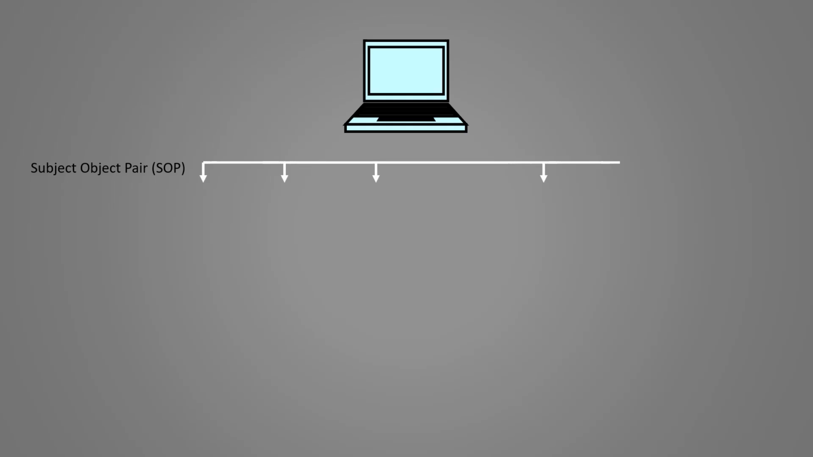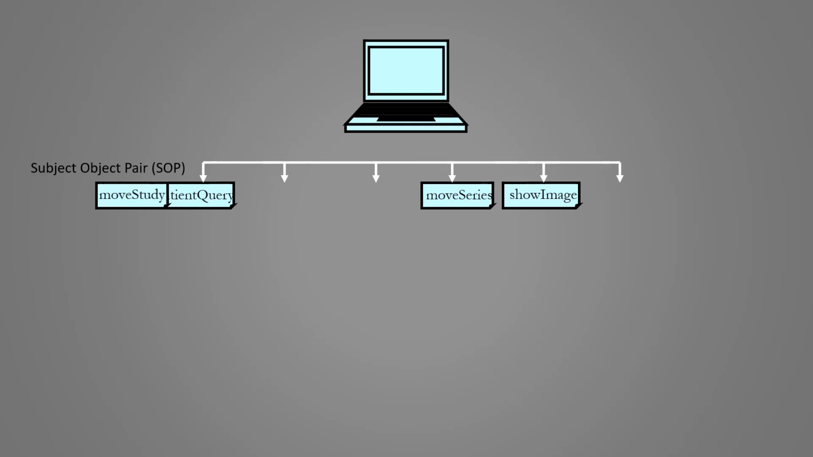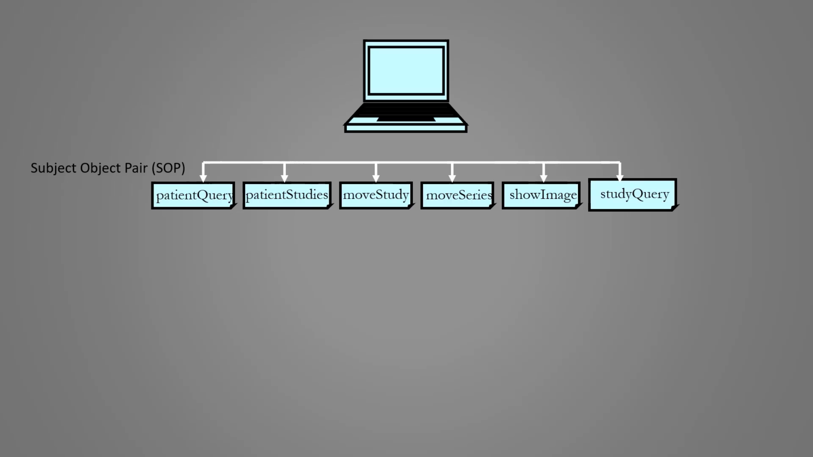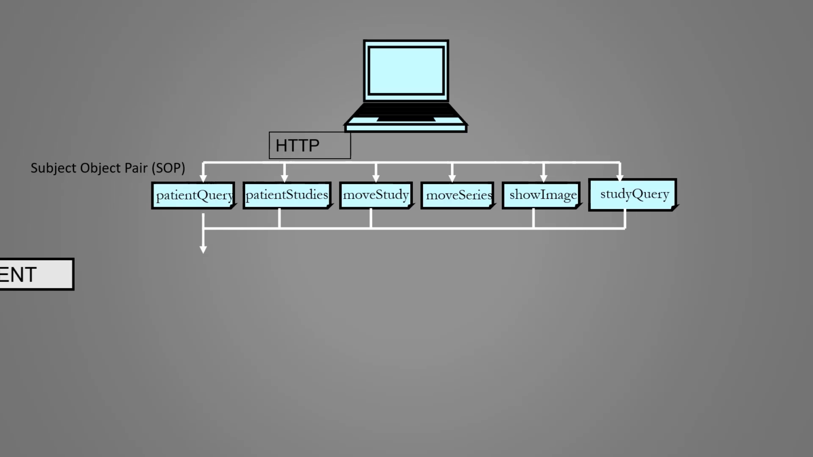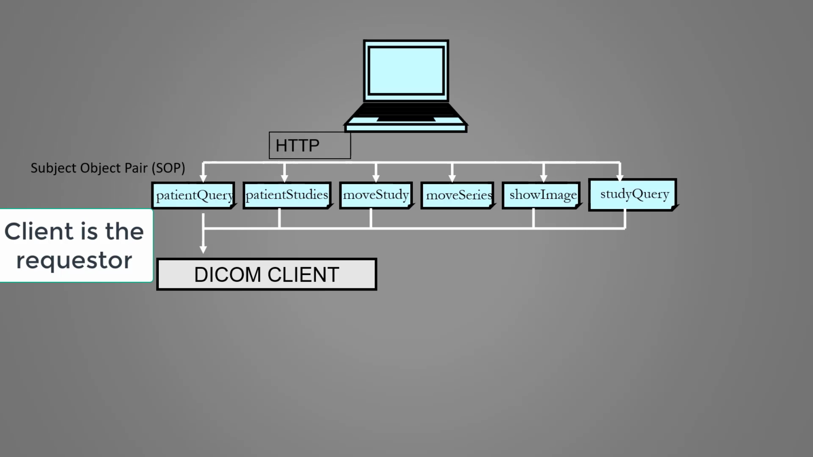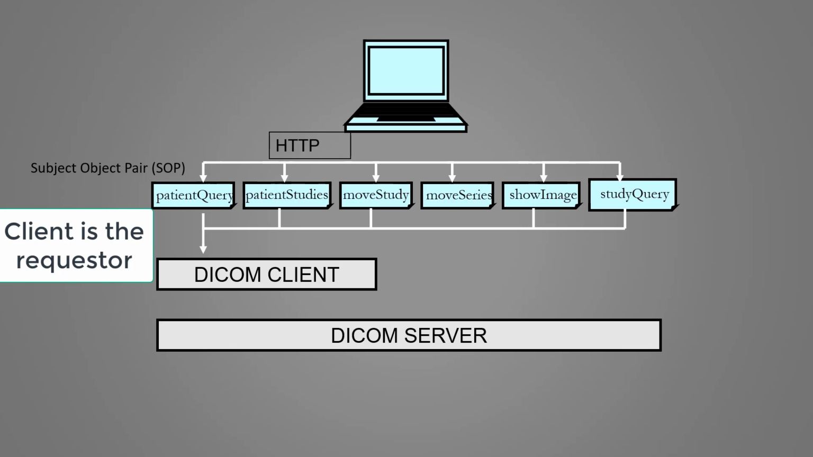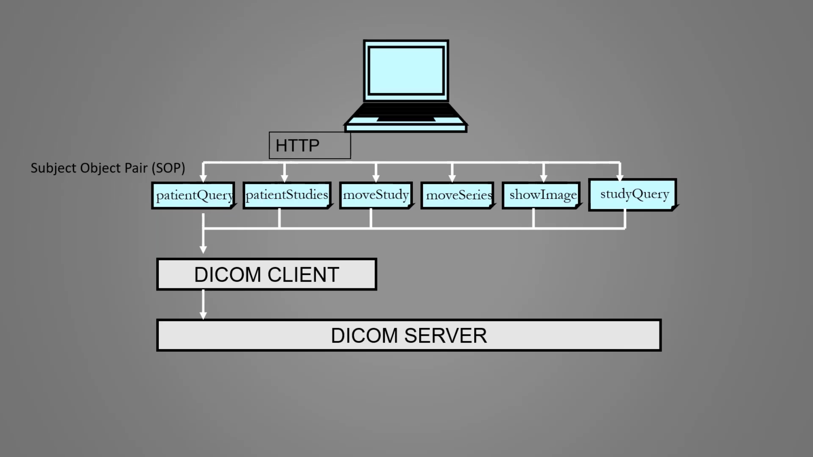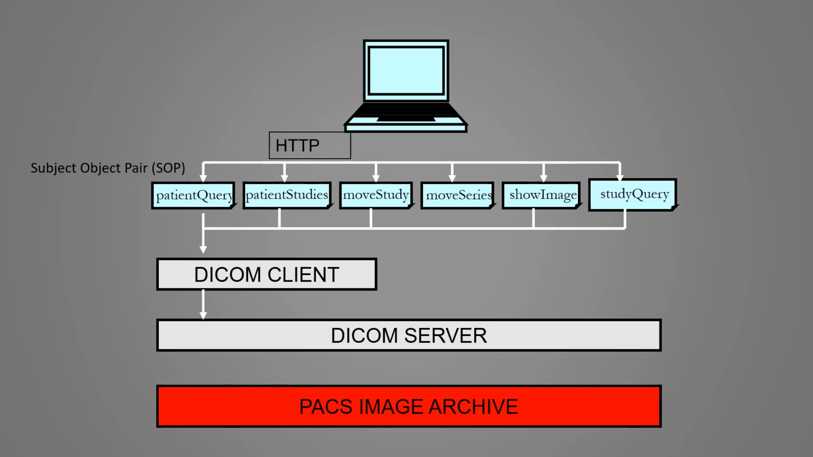Let's take a look at that process. We have different steps such as query, finding out who the patient is, what the study is, how to move the study. These are called subject-object pairs, or SOPs. It tells you a subject and what you need to do with it. This goes to the DICOM client. Information then goes to the DICOM server, and from the DICOM server we go ahead and request the information from the PACS archive.